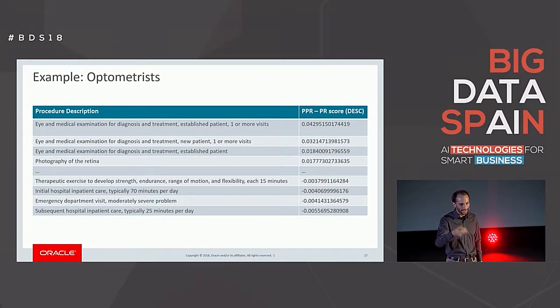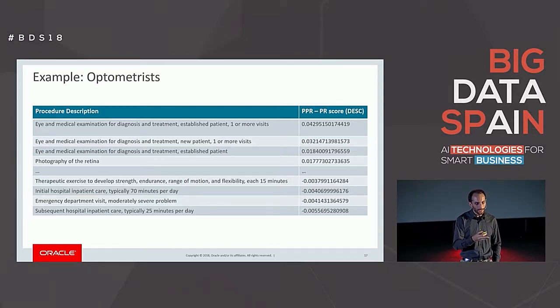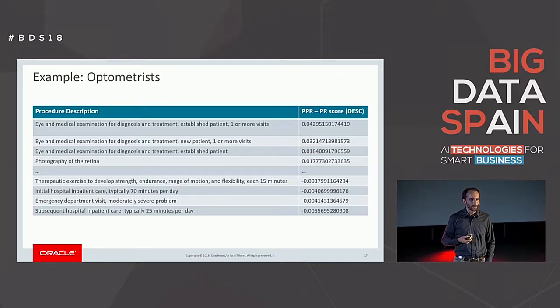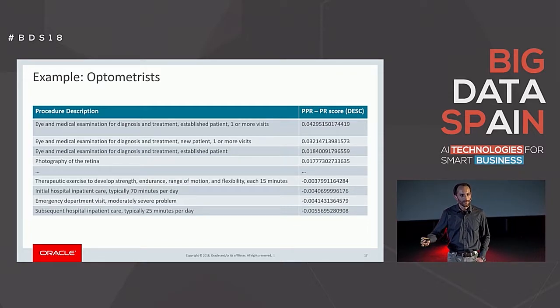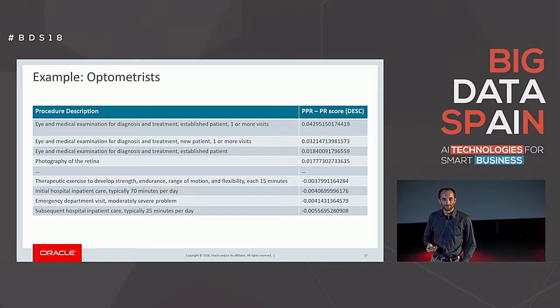For example, this is an excerpt: if we compute the PPR minus PR score for all the vertices in the graph, and we look at the procedures, this is what we get. The highest scoring ones, and here we're using the optometrist as a starting set for the PPR, are very specific to optometry, so they are eye-related operations. The ones that have even a negative score, so they have higher PageRank than PPR, are very generic operations. So this is a short way to show that the scoring metric we use makes sense.